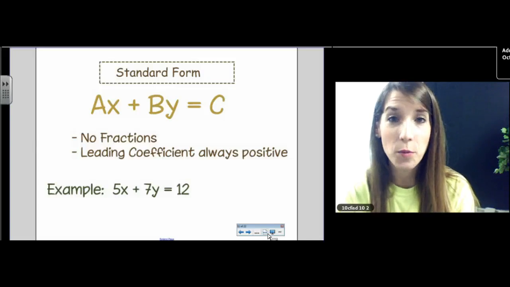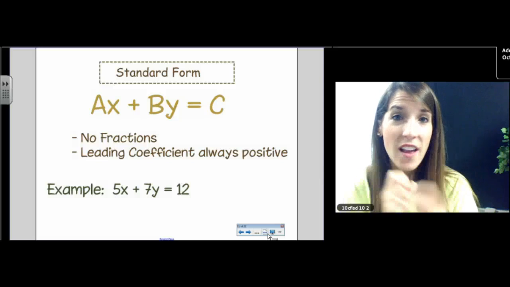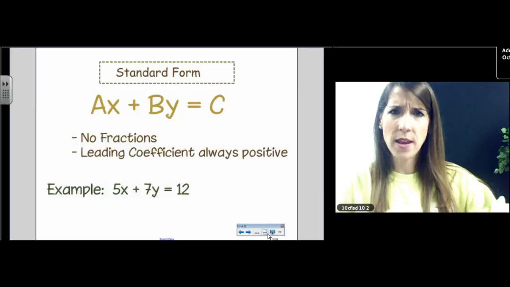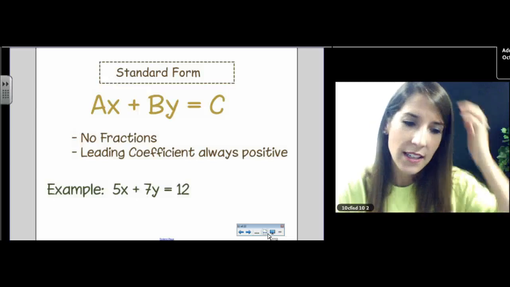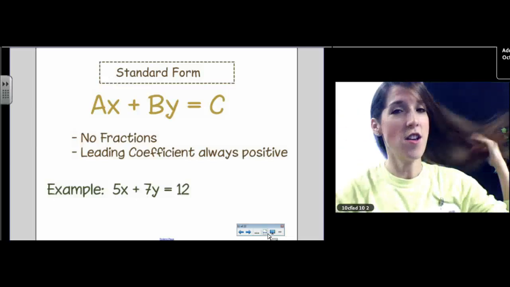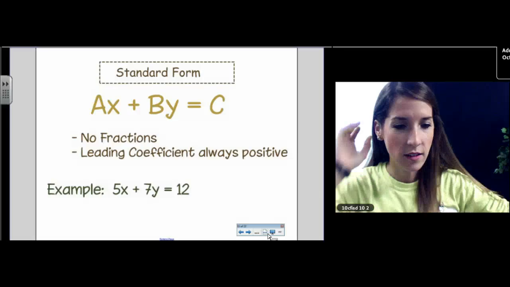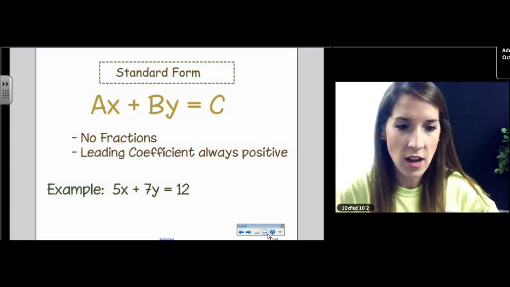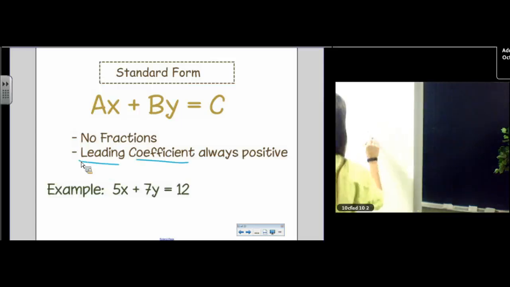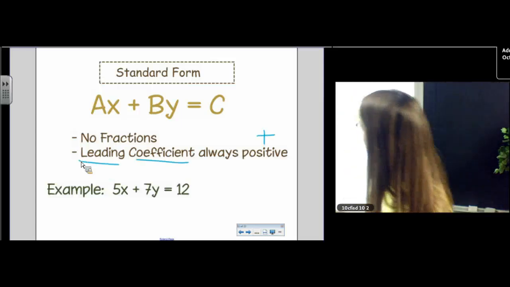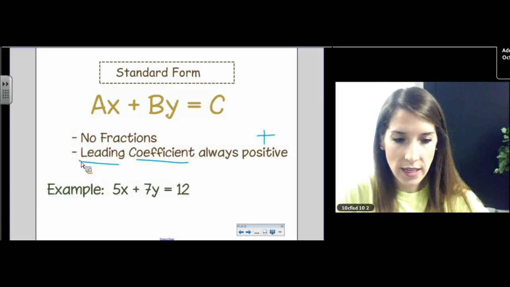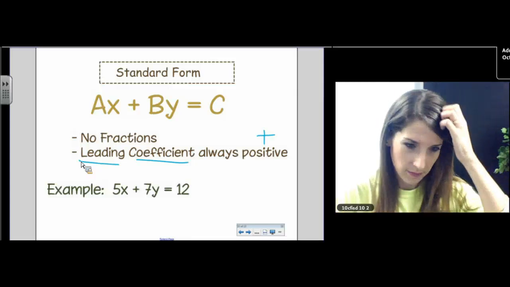And you need to write the rules down. When you're formal, there's different rules that you have to follow, right? You have to be more proper when you're being formal. And so the rules are no fractions are allowed, none. None of the numbers can be a fraction. And the leading coefficient has to be positive. In that form, Ax plus By equals C, which one is the leading coefficient?